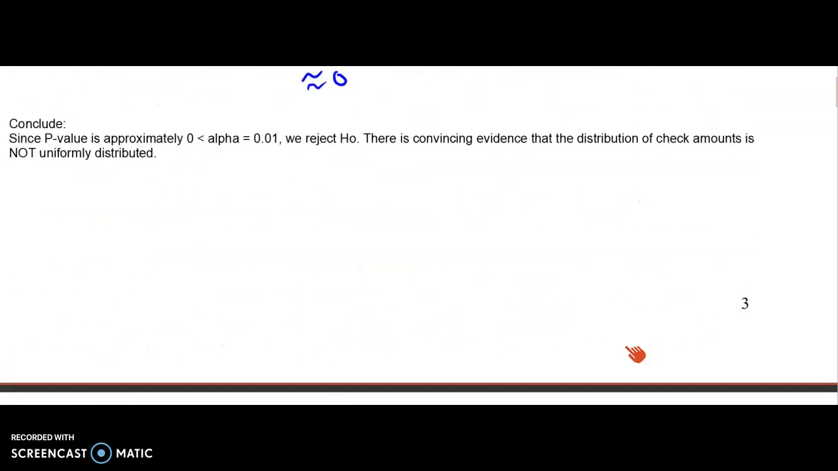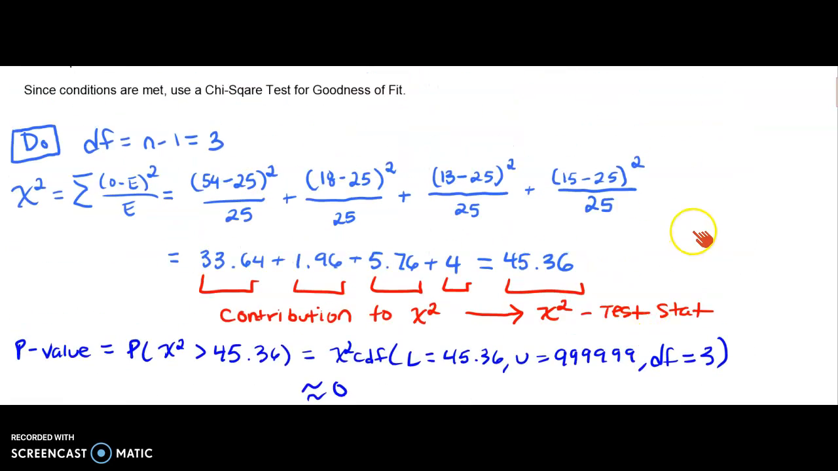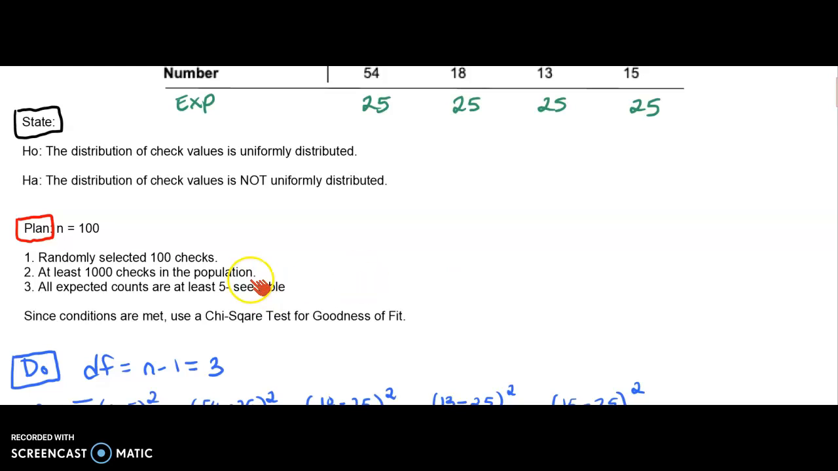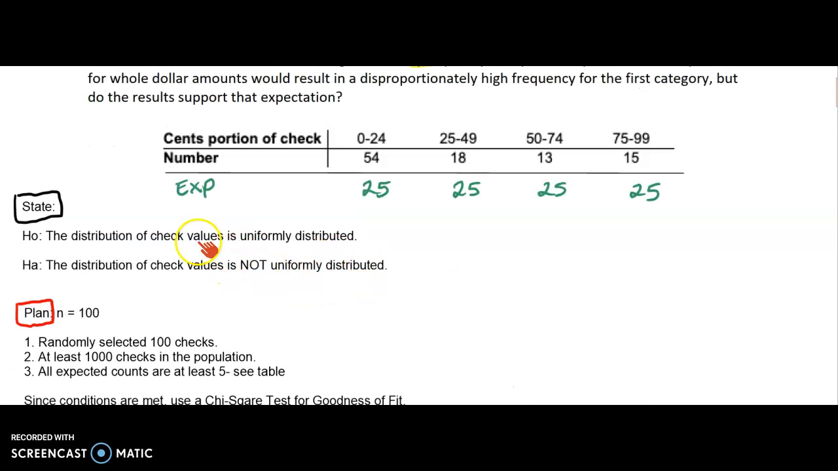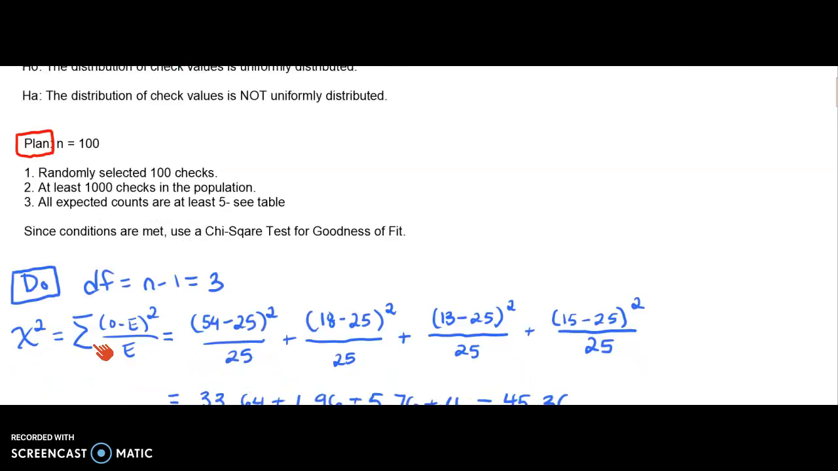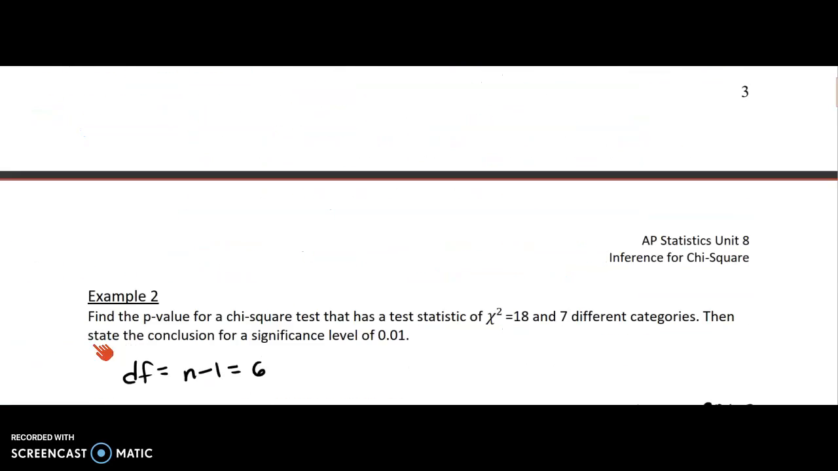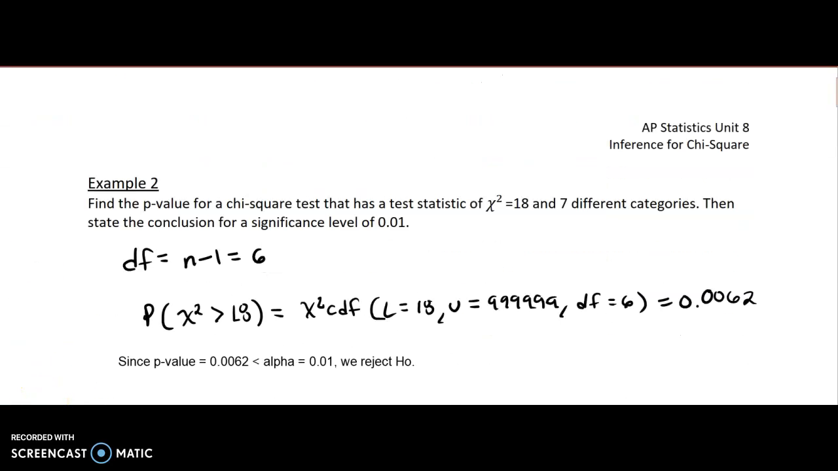Well, that's a chi-square test for goodness of fit. Good news is that the two tests that follow are pretty much the same thing. The only thing that's going to change is the condition and then some information here in our null and alternative hypotheses. So let's take a look at some more examples here together.